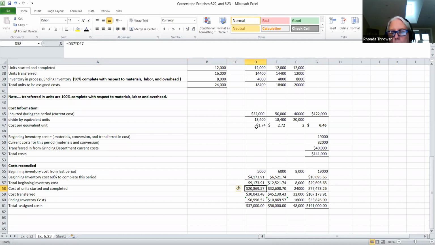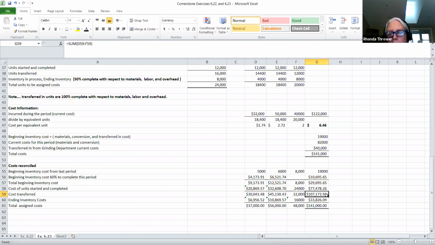materials 12,000 and multiply it by the equivalent unit cost per unit for materials. So 12,000 times 1.74 is how we get this amount. 12,000 times 2.72 is how we get the conversion cost. And 12,000 times 2 is how we get the transferred in cost. Add these three together, and it will give you this. Once you have this, you can add it to your beginning inventory cost, and this tells you what you transferred out of the work in process for the polishing department. You can reconcile this figure by combining these two amounts together and adding them across, and that'll give you the same thing here.